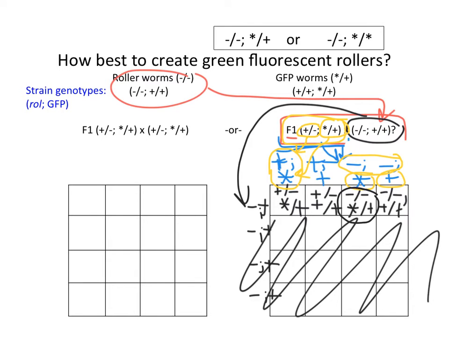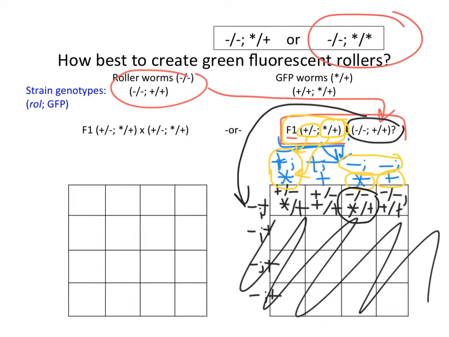What would be better? The real goal is to make a pure breeding worm that's green fluorescent and a roller. Which genotype are we looking for? Right, we're looking for the other genotype that makes a green fluorescent roller that we haven't seen yet in this cross: minus, minus, asterisk, asterisk, a pure breeding genotype, homozygous at both loci.